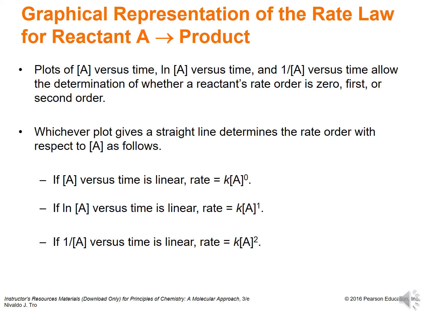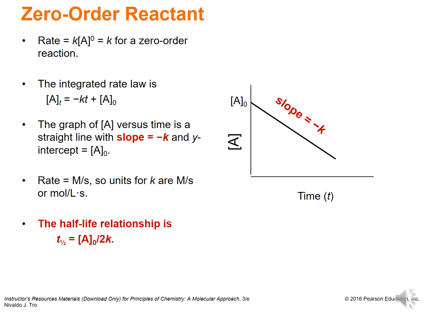So if the plain old concentration versus time gives you a linear plot, then you're 0 order with respect to A. If the natural log of concentration versus time gives you the straight line plot, then you are 1st order with respect to A. Finally, if 1/concentration versus time gives you the straight line plot, then you're 2nd order with respect to A. So we talked about that a little earlier, just reminding you of that feature because that's going to help you to apply the correct integrated rate law. Okay, so let's deal with 0 order reactants first.